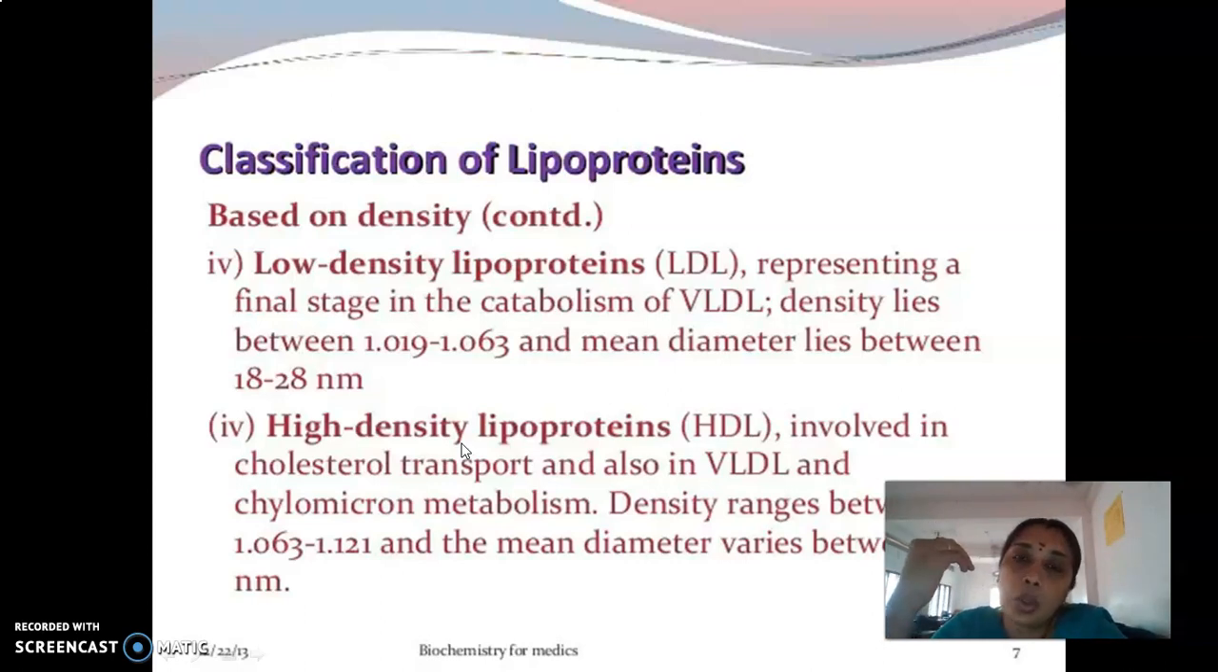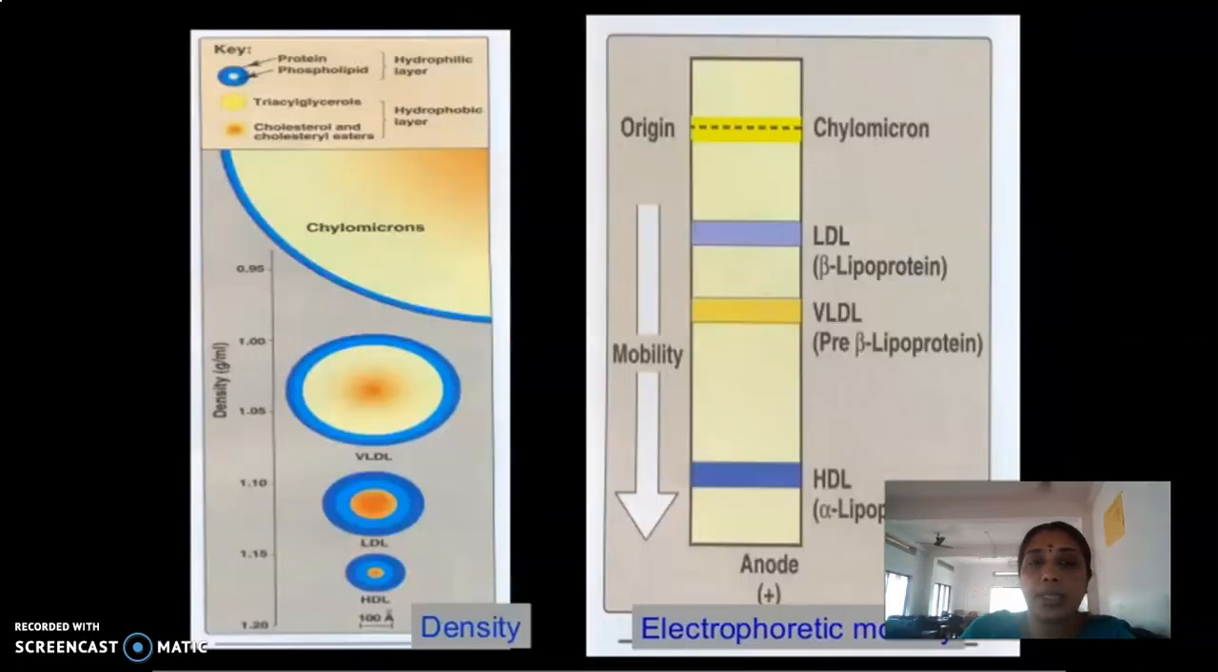Okay, so LDL transports cholesterol from liver to extrahepatic tissues, while HDL transports cholesterol from extrahepatic tissues to the liver, and has the highest density. So this is a separation of different types of lipoproteins during centrifugation.